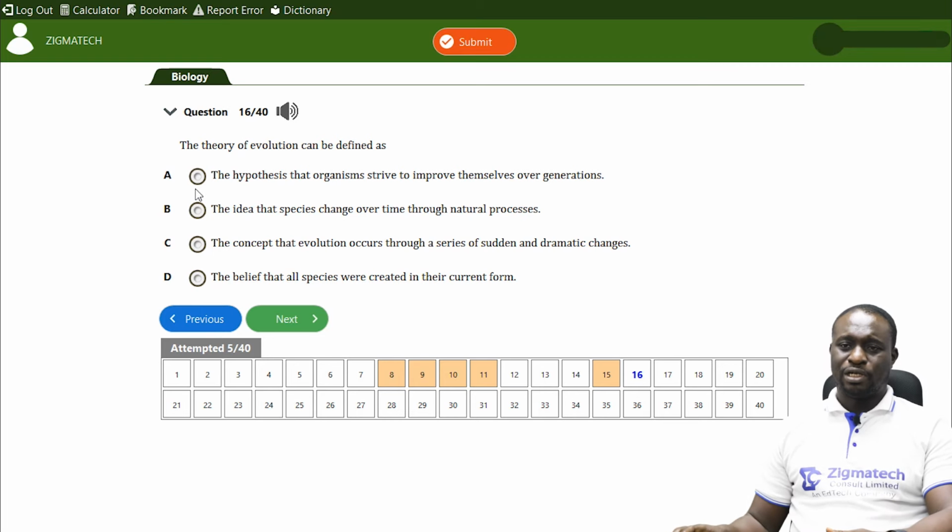Now look at option A. It says the hypothesis that organisms strive to improve themselves over generations.